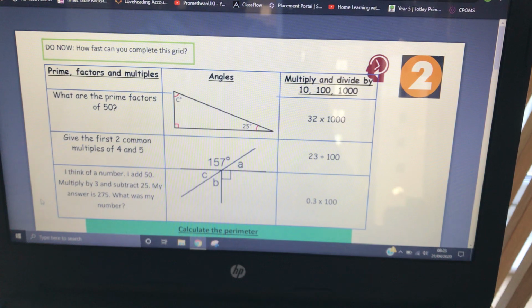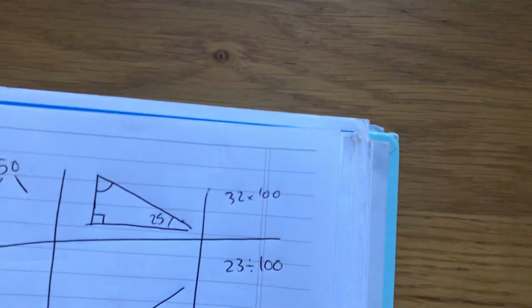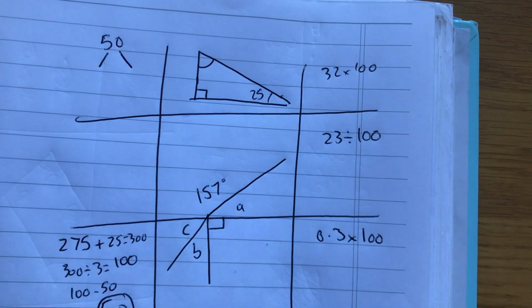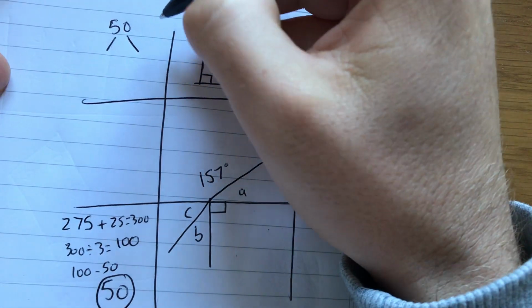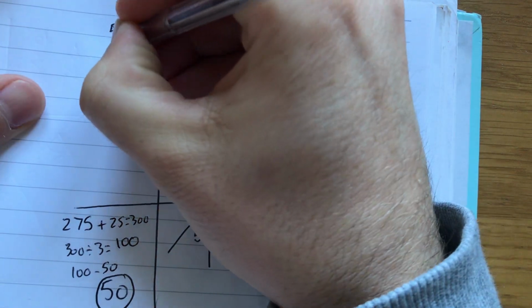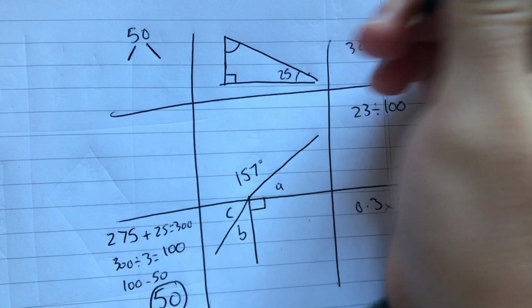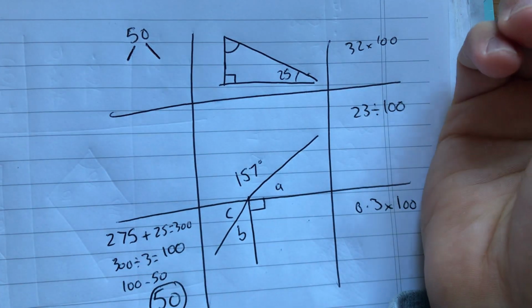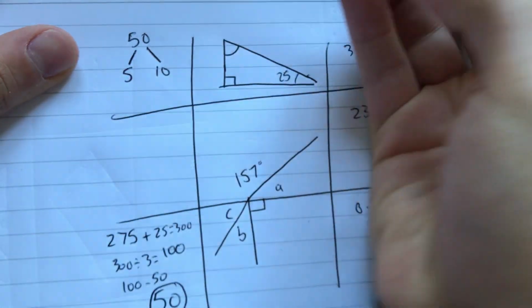Right, on to the sheet. So, let's have a look at that very quickly. There we go. Perfect. So, first one. Prime factors of 50. So, your factor tree, don't forget. I've probably not given myself enough room here. So, any way of making 50. Well, half of it is 25, so you have 25 times 2. Probably the easier one is 5 times 10 though.